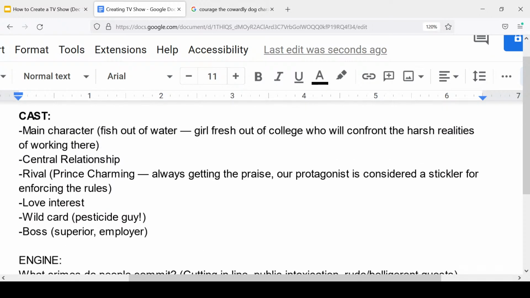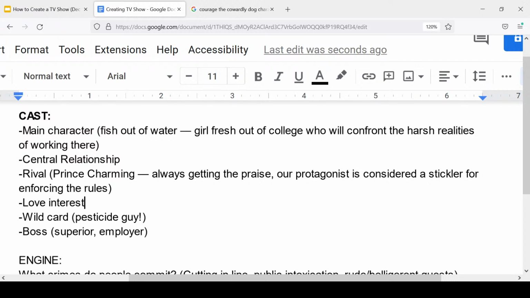Any other ideas for some of these archetypes? We have a central relationship, we have a love interest, we have a boss. Smoke and Fury says, a conscientious objector to Disney who trolls the park constantly. A conscientious objector is somebody who refuses to be conscripted for a war. I don't think Disney's conscripting anybody, so I think you're just talking about a troll. But yeah, we could have a sort of anti-Disney troll.